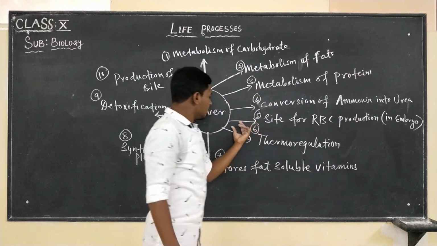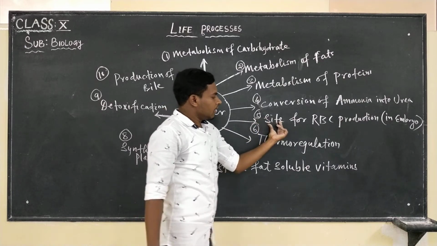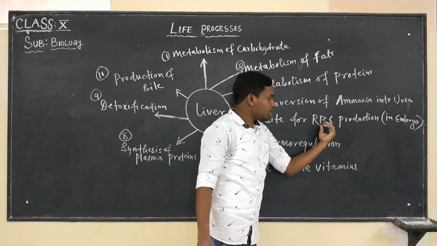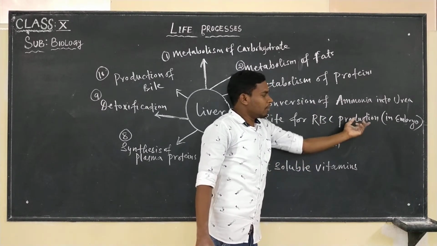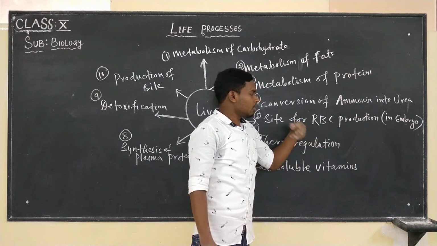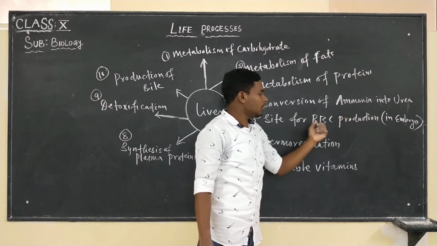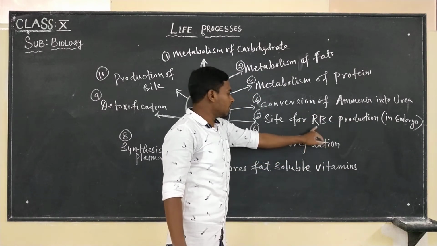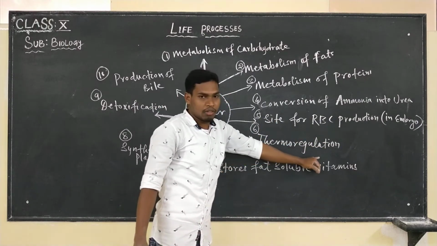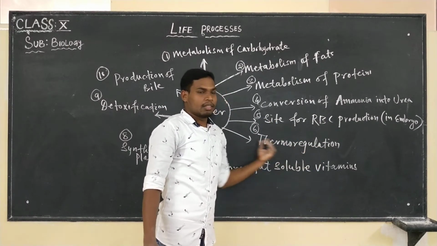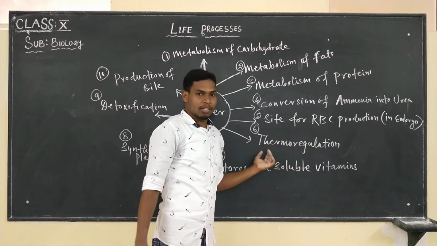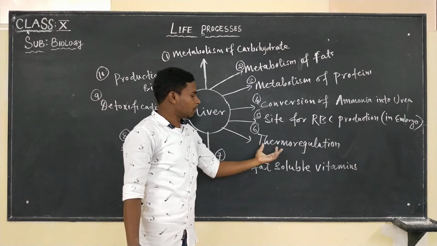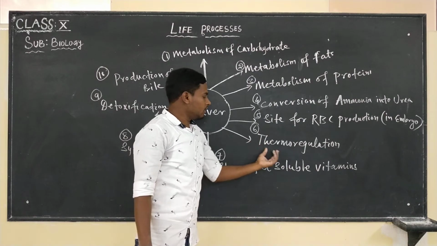And the next function is, it is the site of RBC production. In the embryo, liver acts as the site of RBC production, whereas when the baby is given birth, this job is taken over by the bone marrow. And the next one is thermoregulation. That means equal heat or equal temperature in our body is distributed with the help of liver. Cellular metabolism produces what? Heat. So that heat is regulated by the liver.